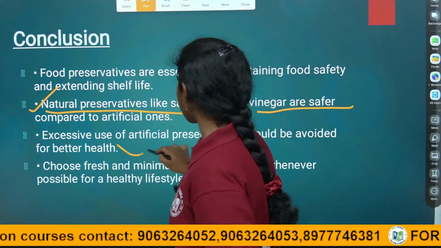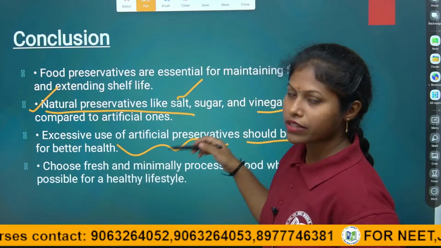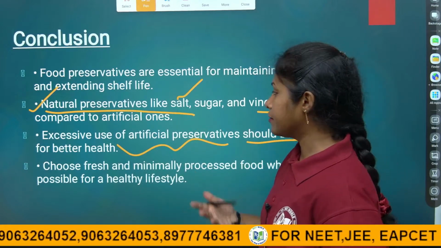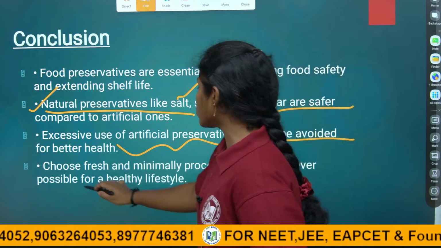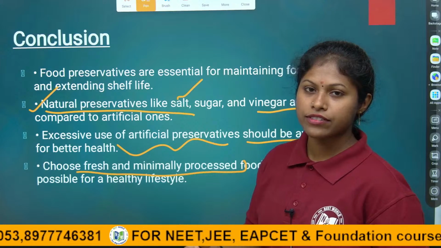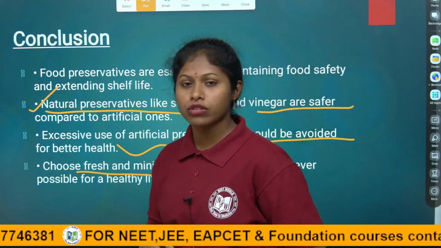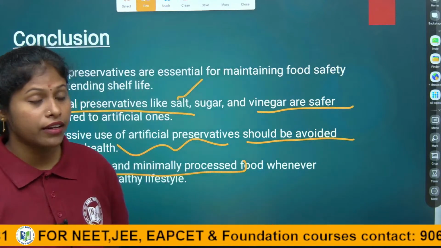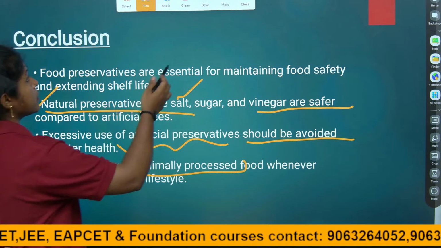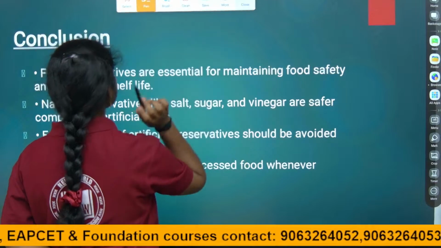Excess use of artificial preservatives should be avoided for better health. If you want good health, you have to avoid artificial preservative methods. Choose fresh and minimally processed food whenever possible for a healthy lifestyle. So this is about food preservation methods, children.